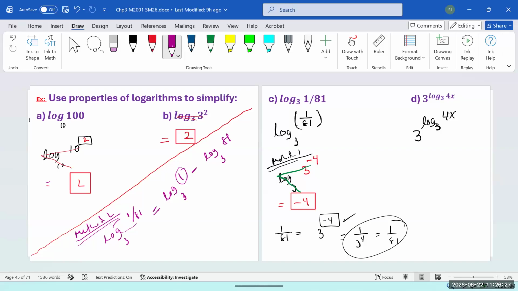No, 0. See, here in the log graph, when x is 1, y is 0. So log 1 is always 0. And 81, we know it's 3 to the power 4. So the 3 and log base 3 cancel out. You have 0 minus 4. The answer is -4.